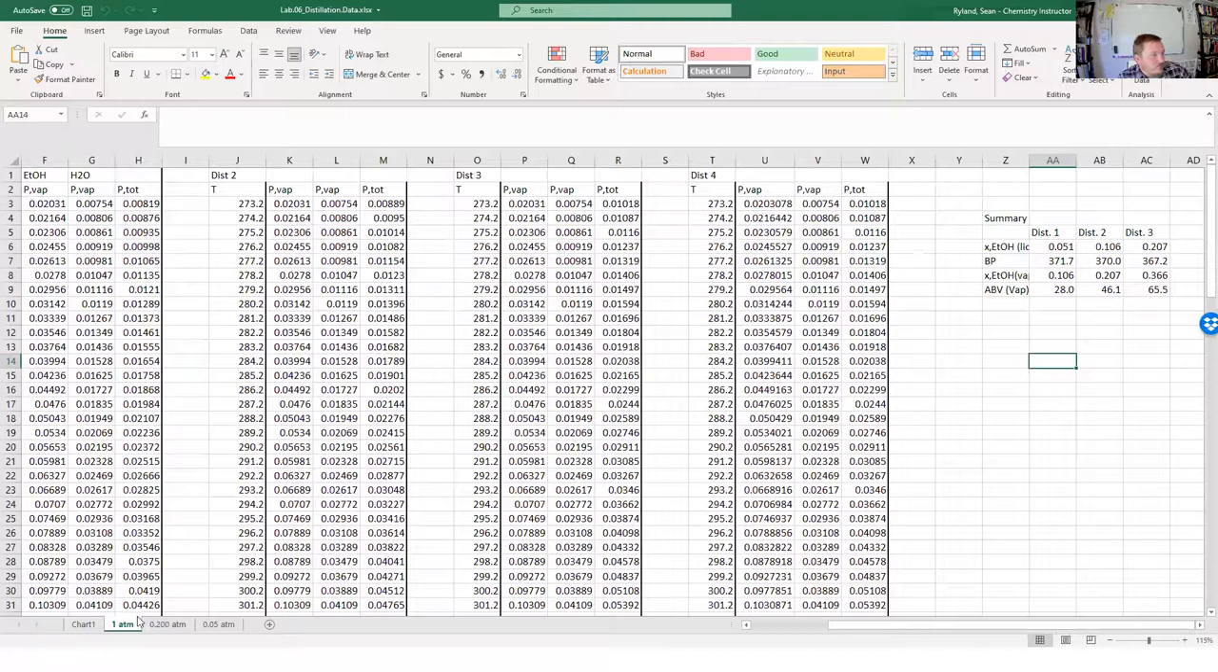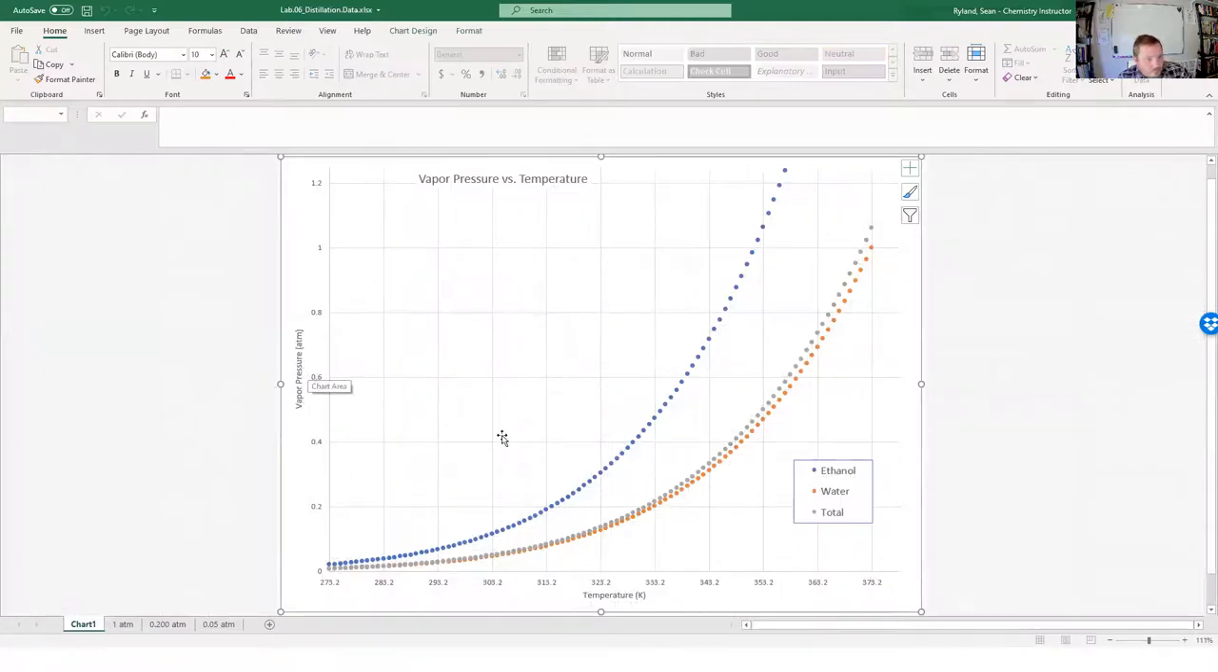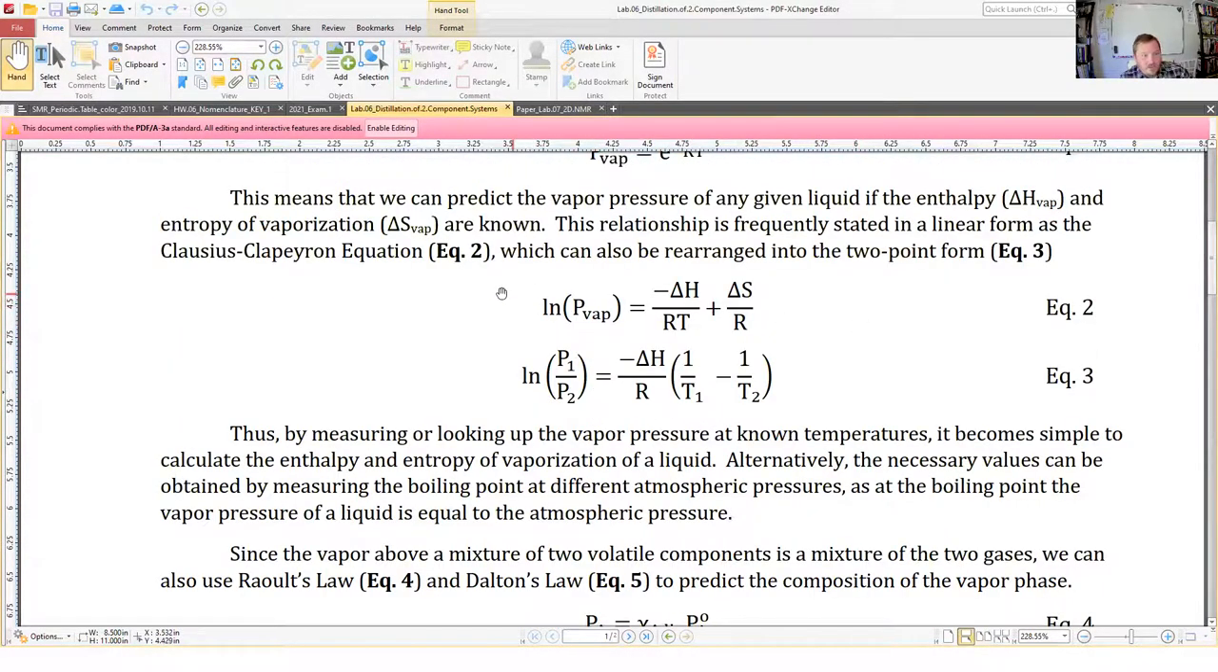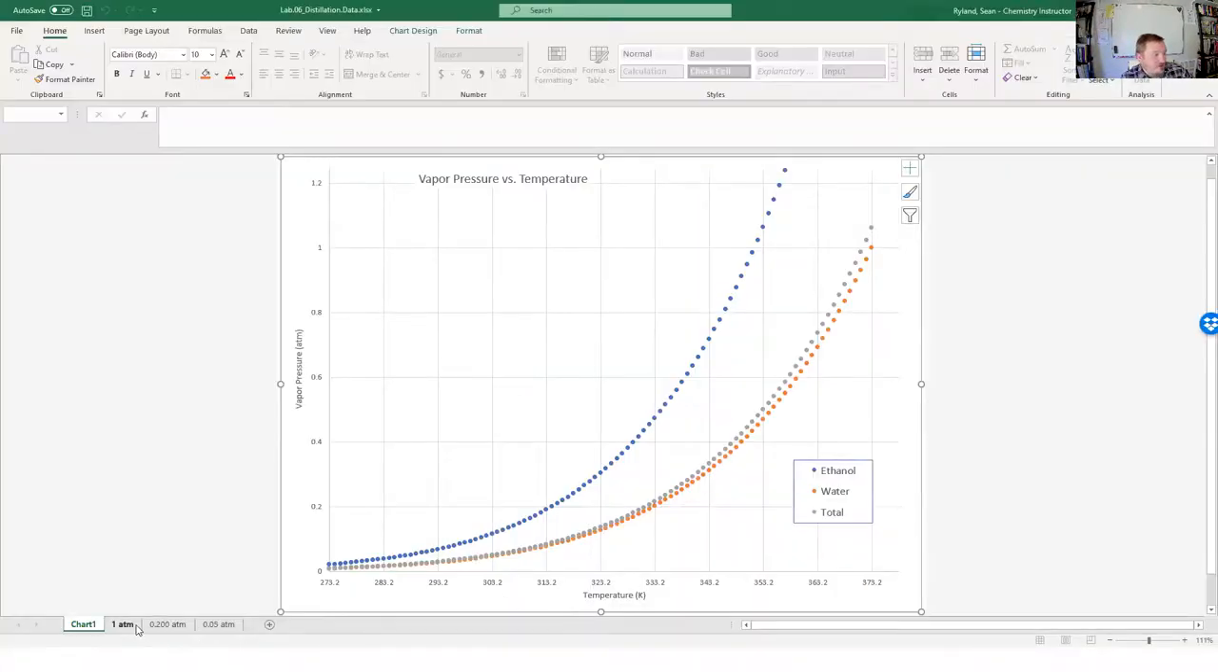Right, so here is a sample plot that I did where I plotted the vapor pressure of water and the vapor pressure of ethanol versus temperature. I took that same equation we were just looking at and plotted equation two with the delta H that I found for water and the delta S I found for water. And you can plot that, and you just basically make up a bunch of temperatures.